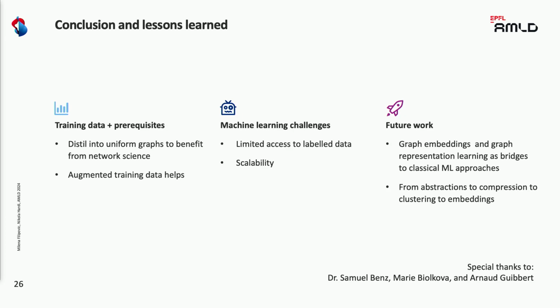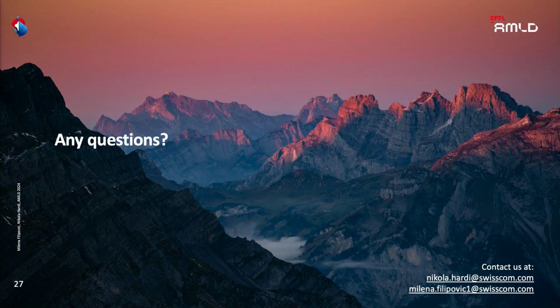And finally, for future work, yes, embeddings look like a good bridge between graphs and classical machine learning. And we discovered this interesting relation between abstractions, compression, clustering, and embeddings. And with that, I would like to conclude the presentation.